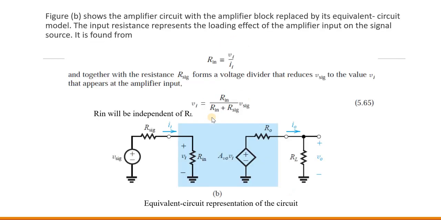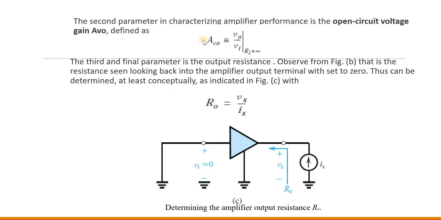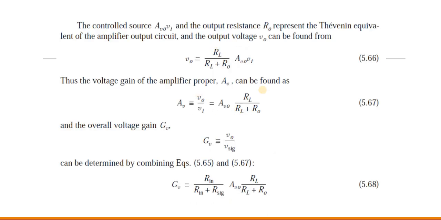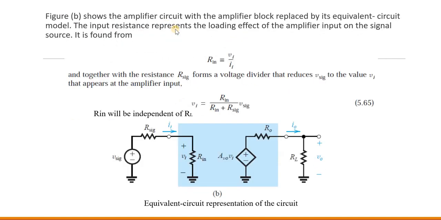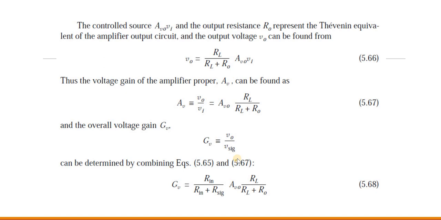So which are the three parameters we need to know while studying the amplifier as a functional block? One is the input resistance R in. Next is the open circuit voltage gain, and next is the output resistance R naught. Next, the controlled source AV naught into VI. This is a controlled source. And the output resistance R naught represents the Thevenin equivalent of the amplifier output circuit.